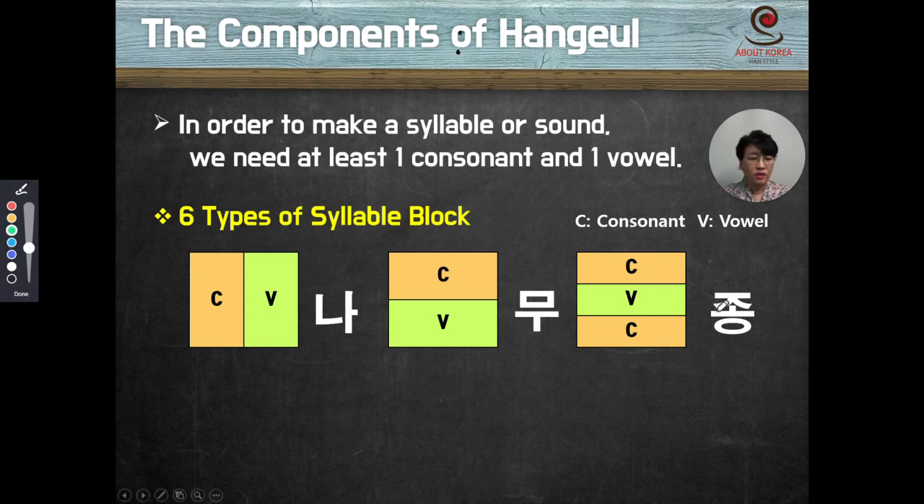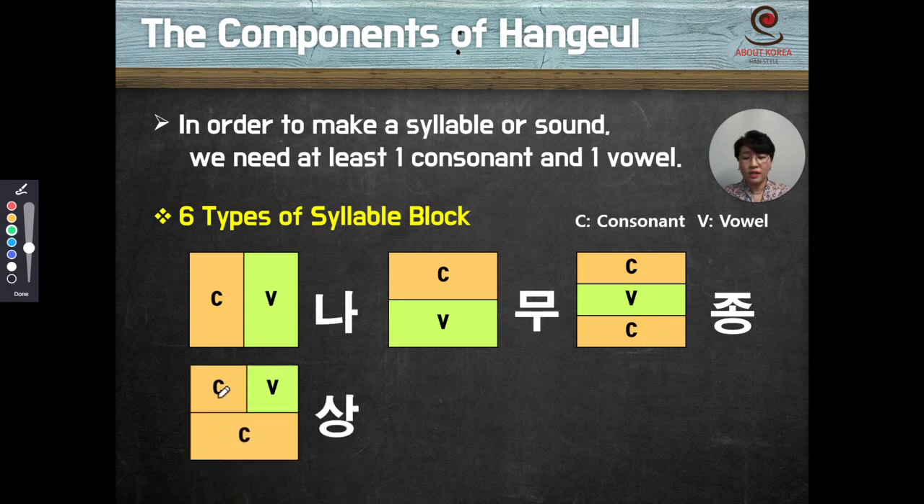The first, 지읒, is the first consonant, and ㅗ is the vowel, and 이응 at the bottom position is also a consonant. So consonant, vowel, and consonant, that combination. That's number 3. And number 4 is consonant, vowel, and consonant at the bottom position. An example is 상. 시옷 is the consonant, 아 is the vowel, and 이응 is the bottom consonant.